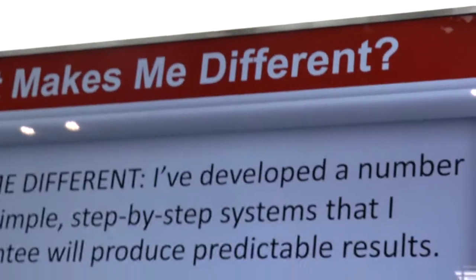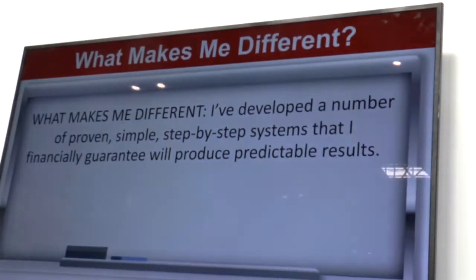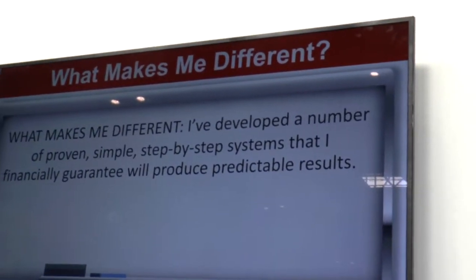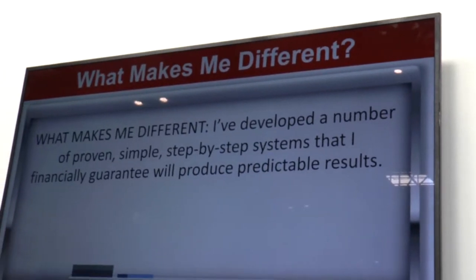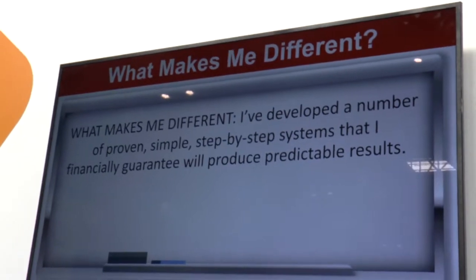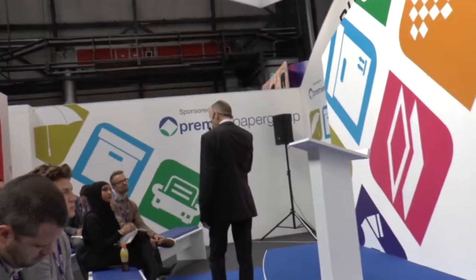This is a very important question to answer. What makes me different? So what I've said is, I've developed a number of proven, simple, step-by-step systems that are financially guaranteed to produce predictable and scalable business results. That's what makes me different. The step-by-step systems, just like you're looking at now, and we know they work, so we're financially guaranteed the work we do. That's what makes me different.